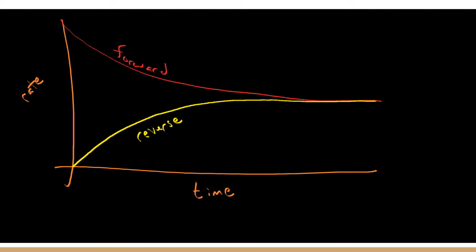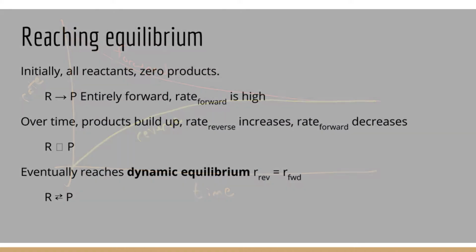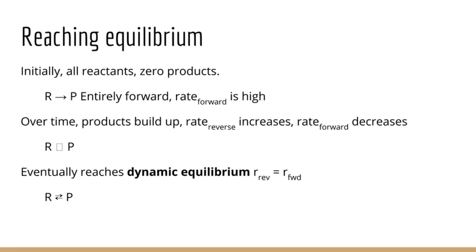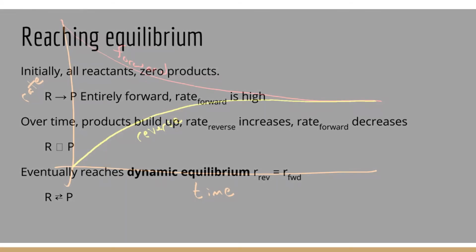The reverse reaction starts to build. The products start to build up. The reverse rate increases as the forward rate decreases. And what that was actually, that wasn't a reverse arrow, sorry. It was a double arrow, only the forward arrow was bigger than the small arrow. Eventually, what happens is you reach a dynamic equilibrium, where the forward reaction is equal to the reverse reaction.